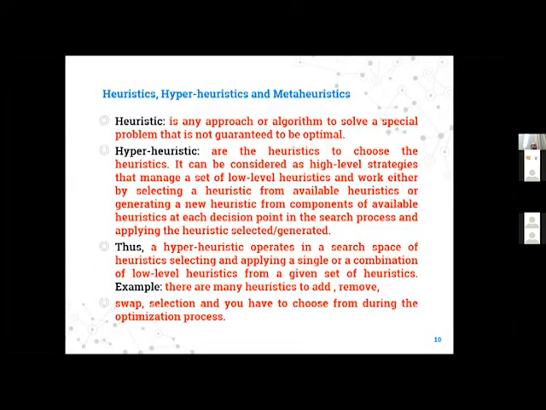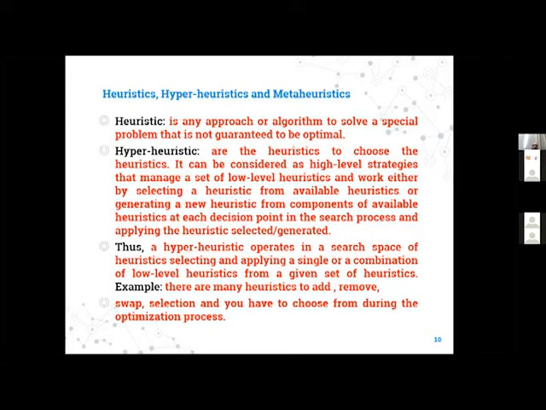Again, we have 3 different terminologies, which are heuristic, hyper-heuristic, and meta-heuristics. Heuristic is any approach or algorithm to solve a special problem that is not guaranteed to be optimal. There are many types of techniques that have been developed to solve, for example, the traveling salesman problem and the assignment problem. All these methods are special purpose techniques. They are designed originally to deal with these types of problems.